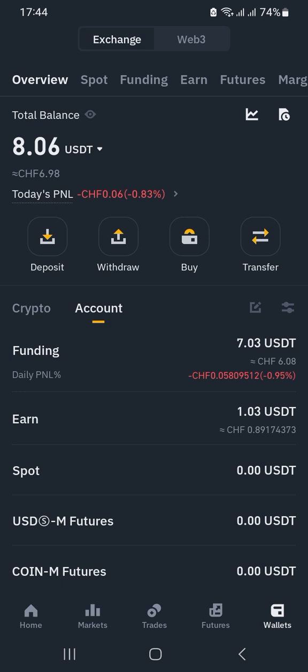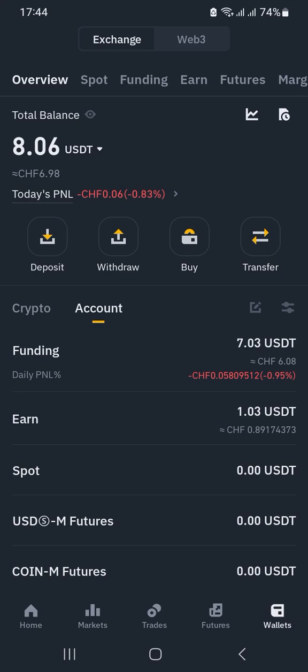We have earn wallets for participating in Binance earn products like staking, savings, and liquidity farming. We also have funding wallets. What is it used for? For transactions related to P2P trading. This is one of the things that we'll be looking at, P2P trading. We have Binance Pay and we have the Binance Card.